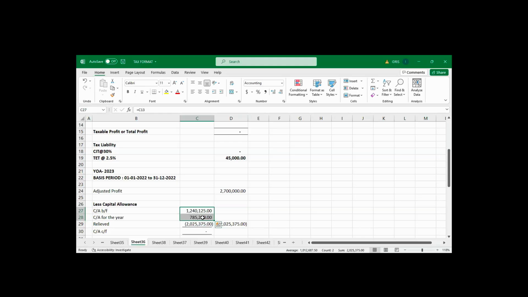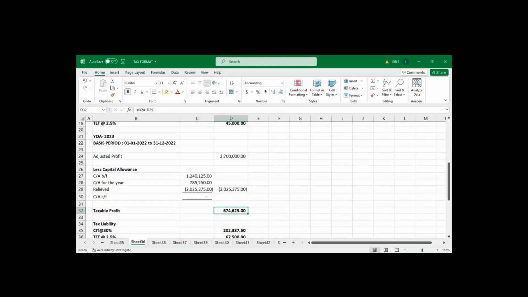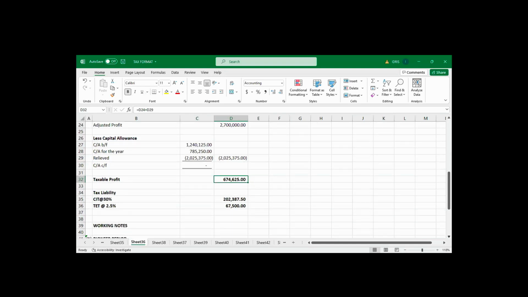We can do what? Claim all the capital allowance. So all the capital allowance, both the brought forward and for the year, 2,025,375. Minus it. So there will not be any capital allowance carry forward again. When we minus these 2,025,375 from your adjusted profit, what will be your total profit or taxable profit available? 674,625.